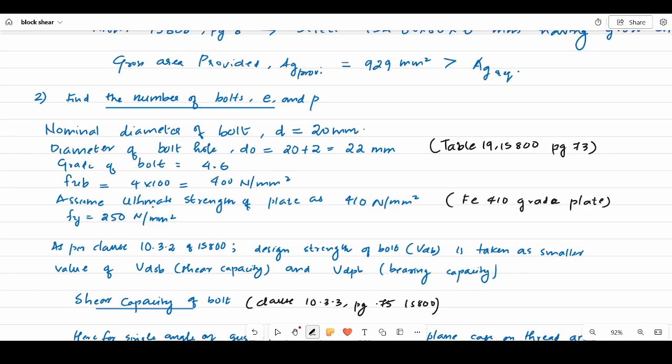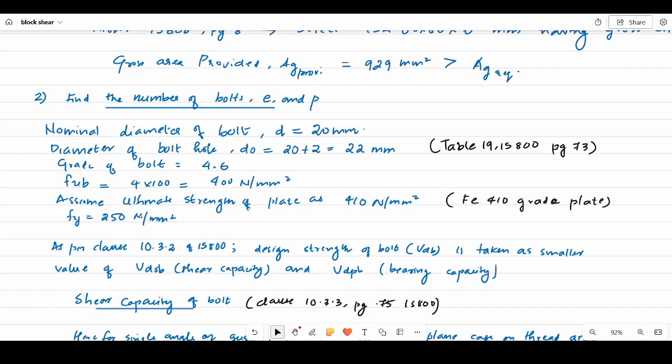Now here, Fe 410 grade plate is not given for the gusset plate, so we can assume the gusset plate to be of Fe 410 grade. So its ultimate value will be 410 and the yield value of the plate will be 250 Newton per millimeter square.